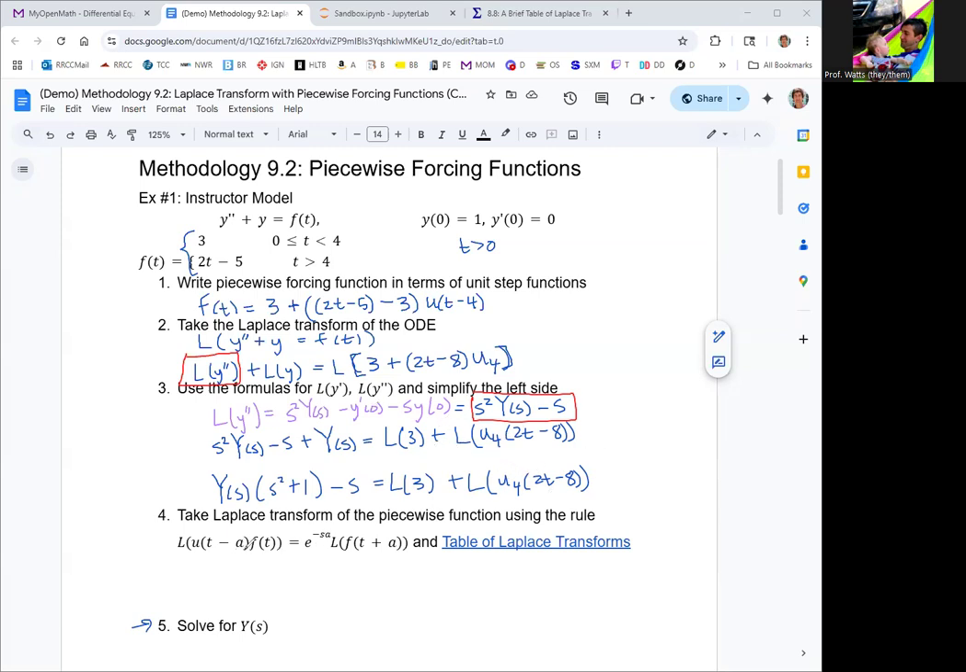And you notice that we really want to identify that a value. In fact, let's use a different color there, a, because that appears in the exponential, base e, and in the shift in this formula. And so for us, it's 4. a equals 4. You can also see that f of t is 2t minus 8. So we're going to apply this formula using those values.